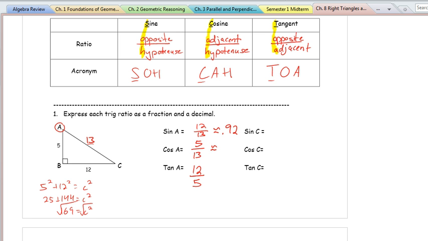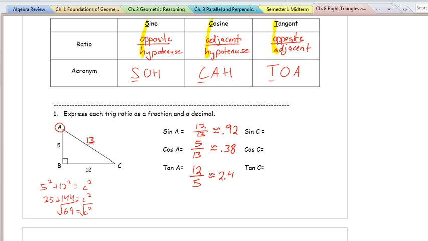5 divided by 13 is approximately 0.38. Notice how I'm saying approximately. 12 divided by 5 is 2.4. Okay. So again, these are just ratios. So for every 12 units the one side gets, the other side gets 13. Okay, so it's 12/13ths of the other side. That's how you could look at it, like a percentage almost.